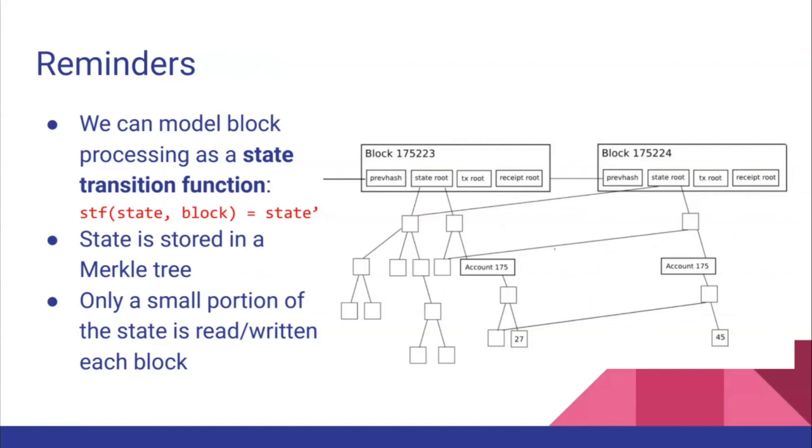So for example, right now the state contains something like 1 billion objects, and on average a block might read and write to maybe up to 1,000 of the objects in the state.